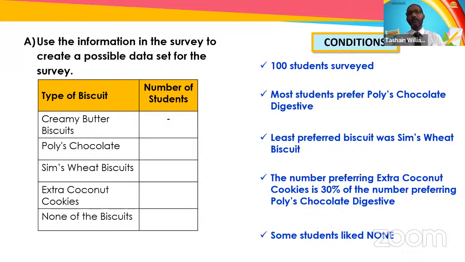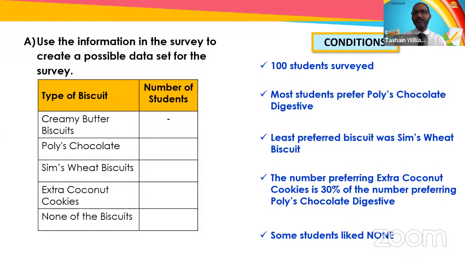How many students do you think like Sims wheat biscuit? Sir, I'm seeing 10 and 40. Sir, can I answer that question? Go ahead, Nelia, but I wish you could type in the chat as well. Okay, sir, I'll type in the chat. Which biscuit again, sir? Sims wheat biscuit. How many students do you think like Sims wheat biscuit? About 10? All right.